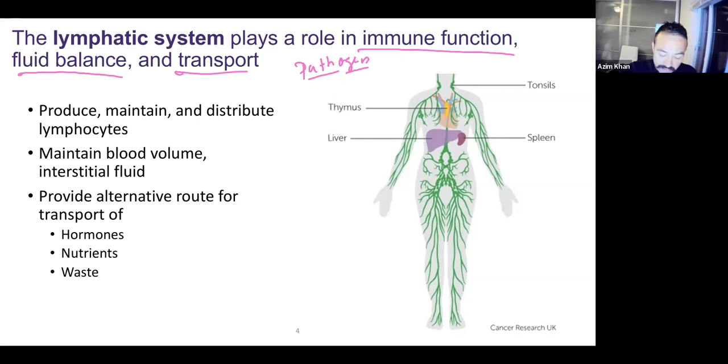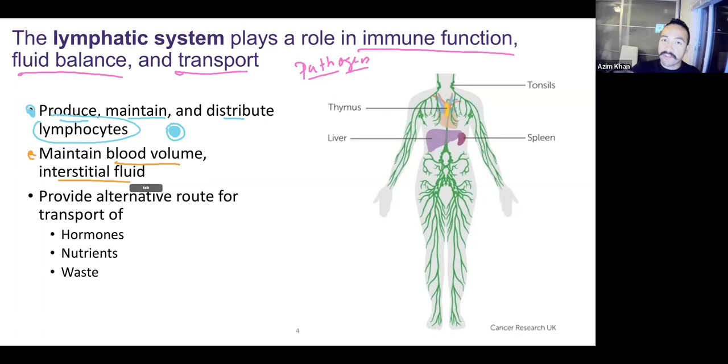Many things happen in the lymphatic system that are super important. The lymphatic system is important for producing, maintaining, and distributing lymphocytes. We talked about lymphocytes previously, those cells with really large nuclei, nice round nuclei, nice round cell. It was the plainest looking of the leukocytes. And that's where the lymphocyte name comes from. They're cells of the lymphatic system. So we'll see how they play a role here in the lymphatic system. They help maintain blood volume and interstitial fluid volume.